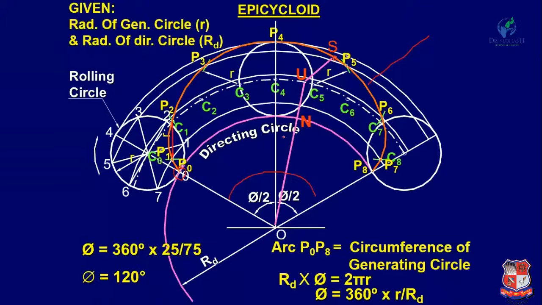Now join this N with S, it is known as the normal, and a line drawn perpendicular to this normal is known as the tangent.